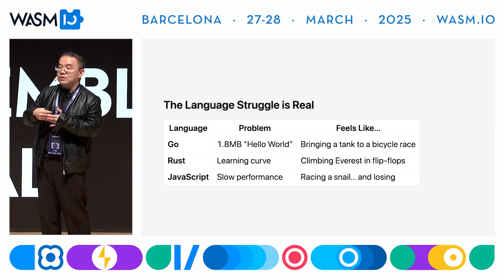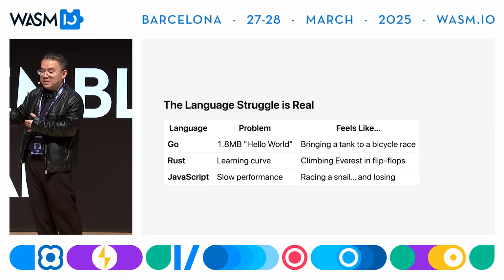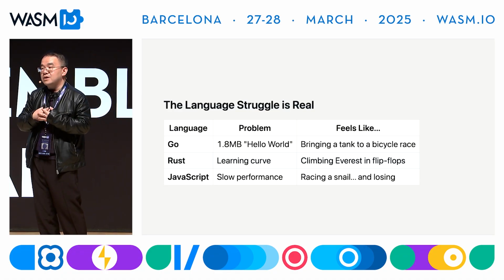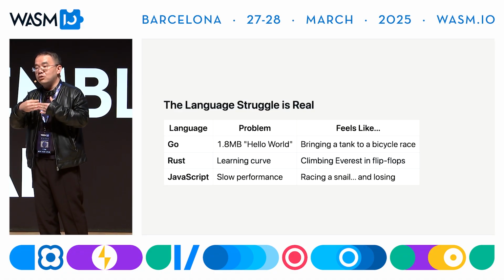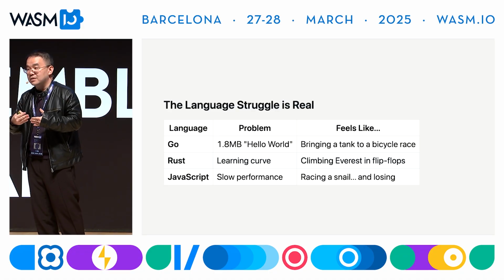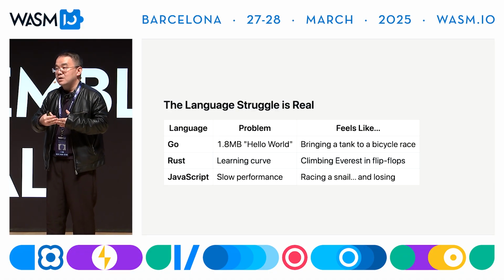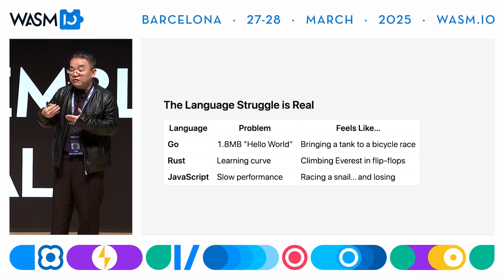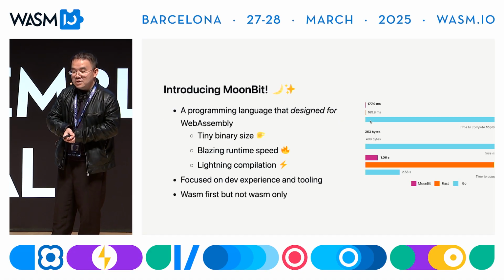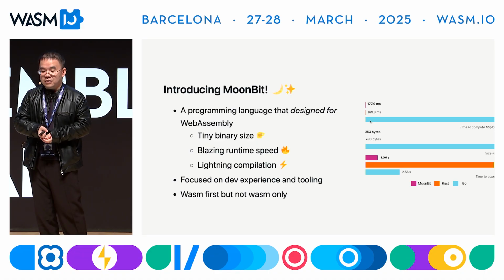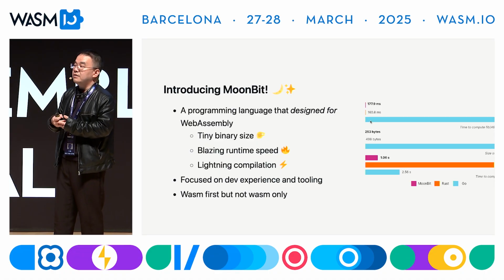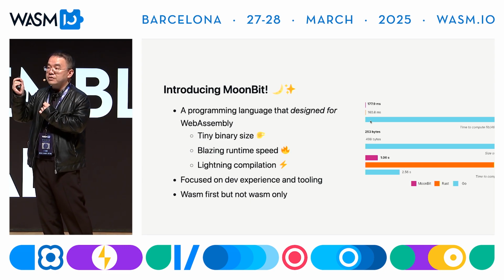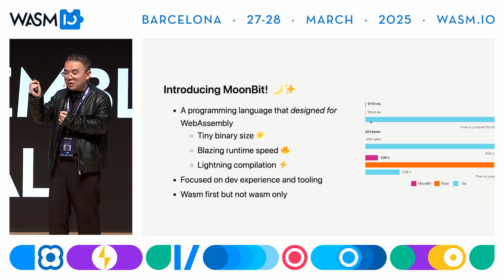People even compile QuickJS as an interpreter to WebAssembly, then use JavaScript on the WebAssembly side. That's also, in my opinion, defeating the purpose of WebAssembly, right? We want WebAssembly because we want performance. Now we use JavaScript, another level of indirection, which defeats the benefits of WebAssembly. So that's why I made MoonBit. It's a programming language designed for WebAssembly. We want the WebAssembly output to be as small as possible, even smaller than Rust.